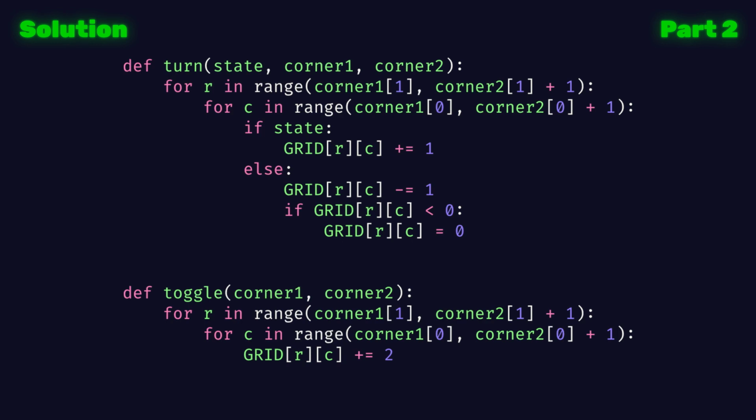Note that for turning on, where the state is equal to true, we still just increment by 1. However, for decreasing the brightness, we need to consider that there is a lower bound on the brightness of the lights. They can never go below 0. For toggling, the algorithm remains trivial, and we just change it to incrementing by 2 instead of negating using the logical NOT operation. And that's it again, 2 stars covered.